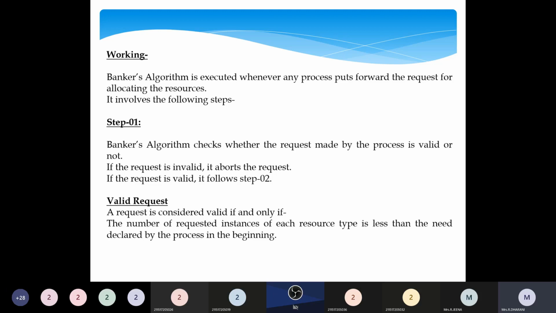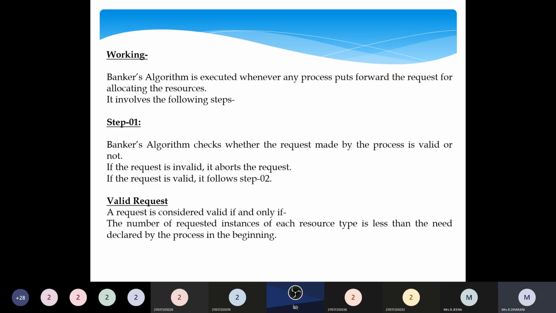A request is considered valid if and only if the number of requested instances of each resource type is less than the need declared by the process in the beginning. So in the beginning itself, the process may require some resources, and that should be less than the availability. That is what we call a valid request. So the requested need must be less than the availability, then the request is valid, otherwise the request is not valid.